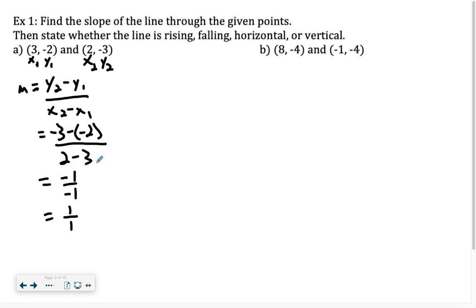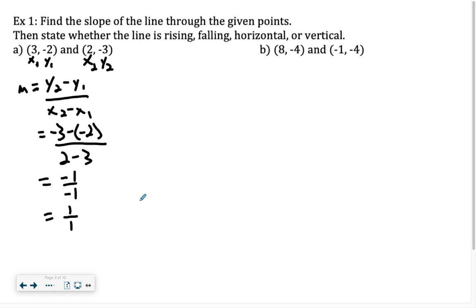Now, since we are talking about slope, we usually like to leave it as a fraction, even if this works out to a whole number, so that we can see our rise and our run. So I'm going to leave this as 1 over 1, even though obviously that would just reduce to 1.